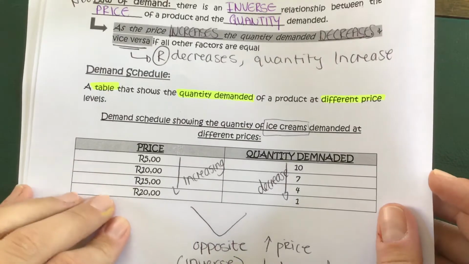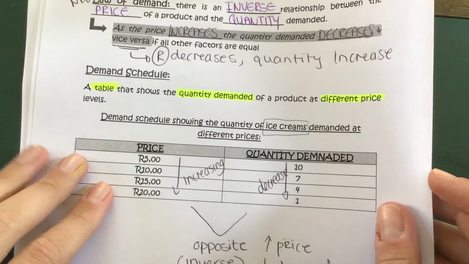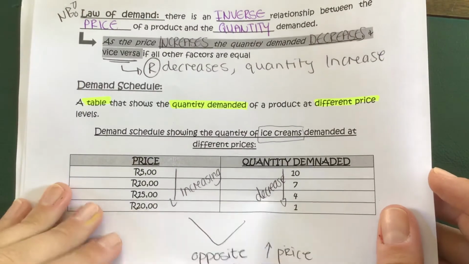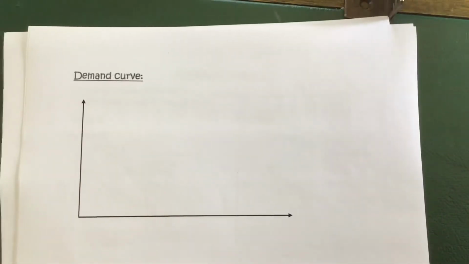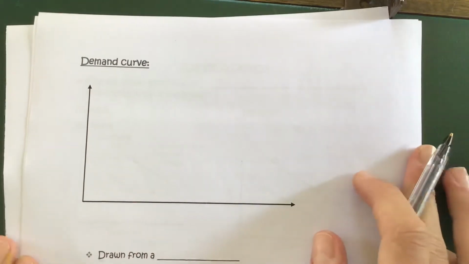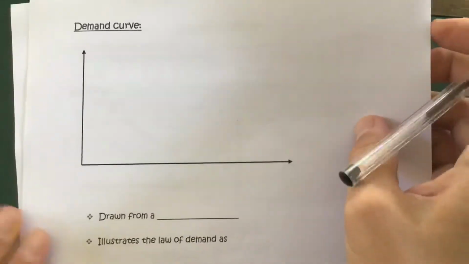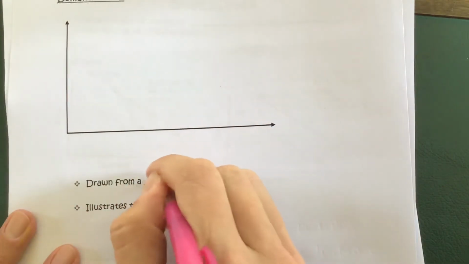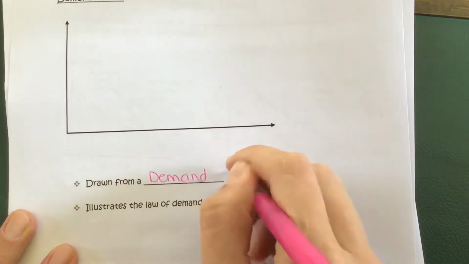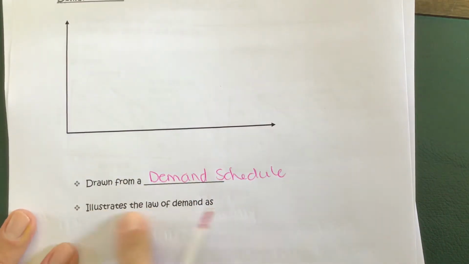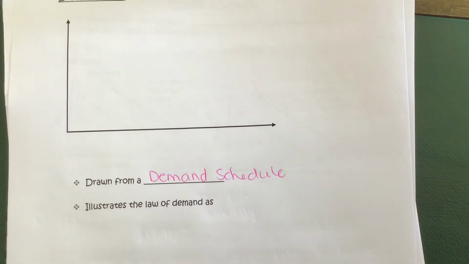Okay, so why we get given a demand schedule is because we are then expected to draw a demand graph, okay? And it's important to know what a demand graph looks like. And you're going to see actually how the law of demand is represented on a demand graph. Okay, so here we go. We have a demand curve, rather, or a graph. And it's drawn on a set of axes, which is given there. Okay, and this demand curve, as I've just told you, we draw it from a demand schedule. Okay, and it's going to say it illustrates the law of demand. I'm going to show you how it illustrates the law of demand.